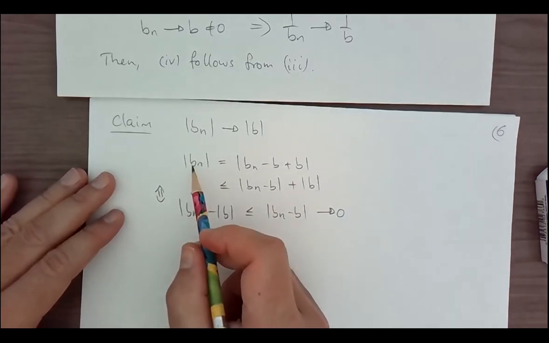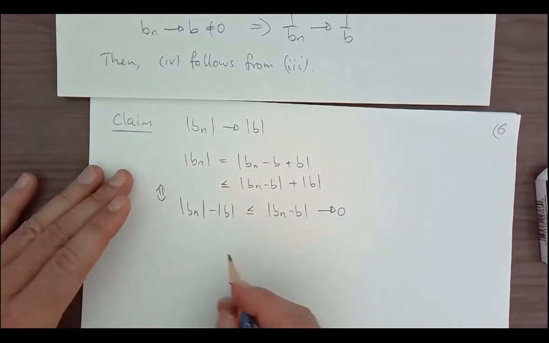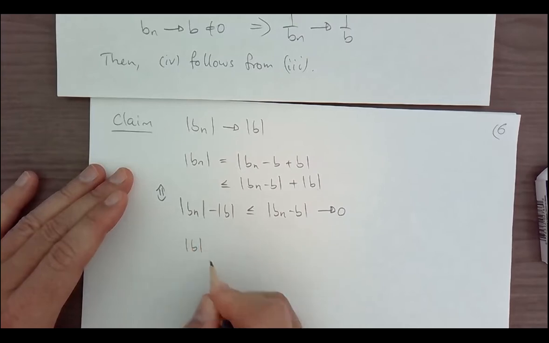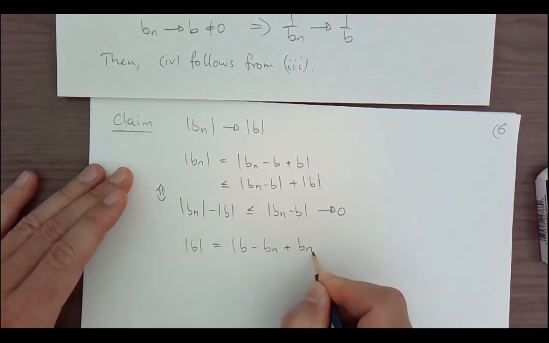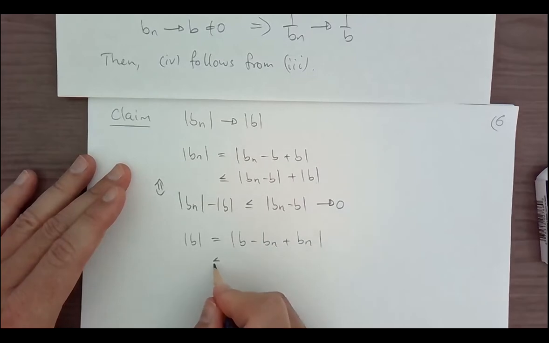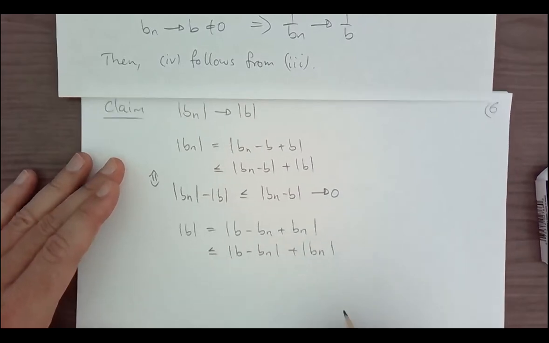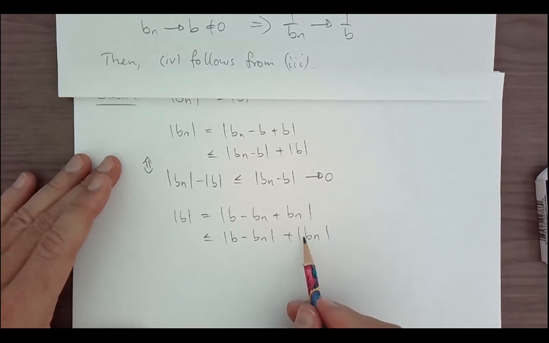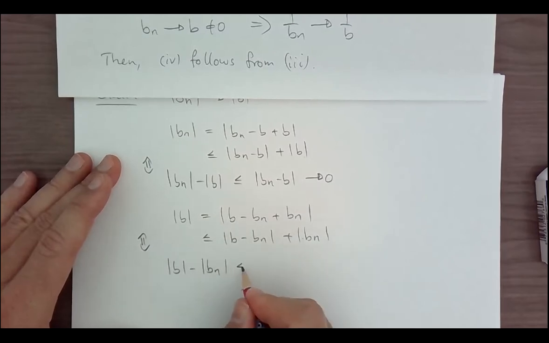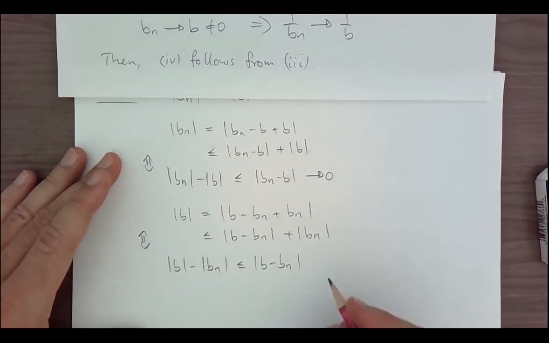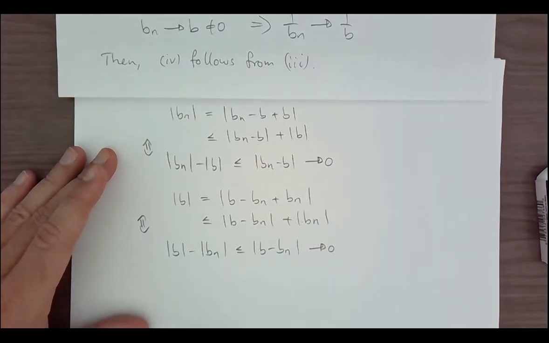The other one is not too bad. I just switch the roles. If I do b, I can write this here as b minus bn plus bn. Use the triangle inequality. This is b minus bn plus absolute value of bn. Now I'll move bn to the other side. So I'll get the absolute value of b minus absolute value of bn. This is now bounded from above by b minus bn. Right, and I also know that this converges to 0.